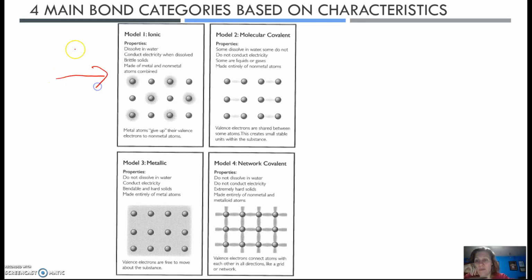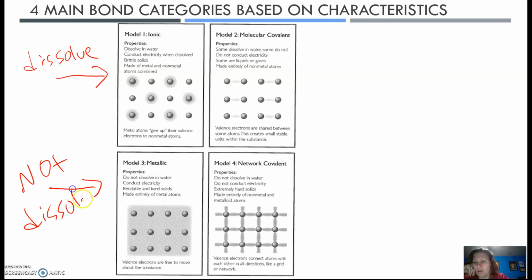These top 2, these dissolve. These don't dissolve. And then these guys conduct electricity. Oops, this is going to... I should have made this smaller. Whatever. These guys conduct electricity, and these guys, this column, don't conduct.